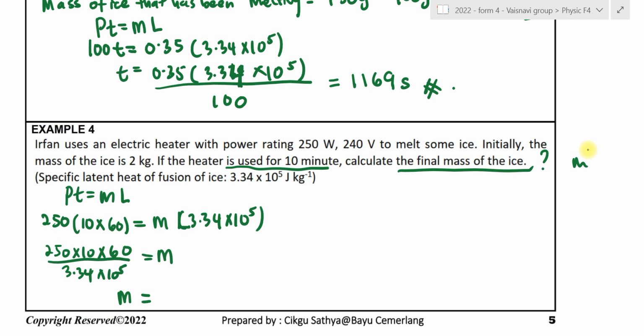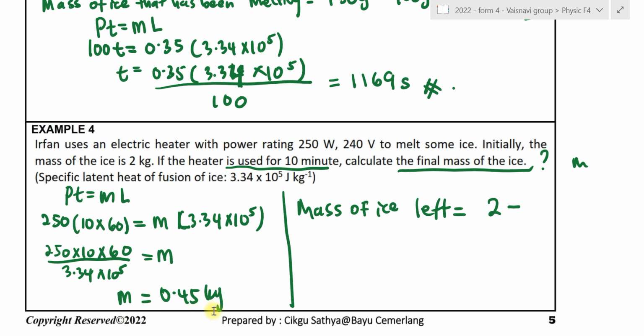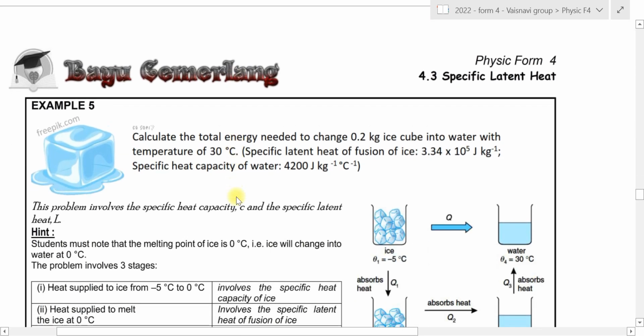It's getting a large number. I'm getting small number. I do agree. Okay. So dia punya melting adalah 0.45 kg. Yang tinggal 2 kg tolak 0.45 which has already melted. Jadi kamu akan dapat 1.55 kg lah. Done, sir. Okay.